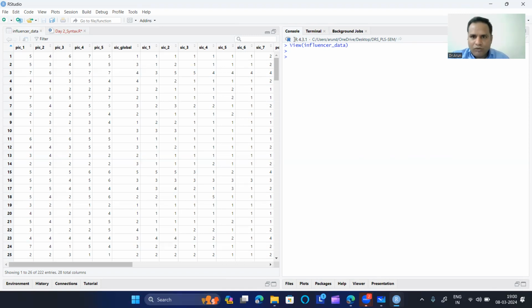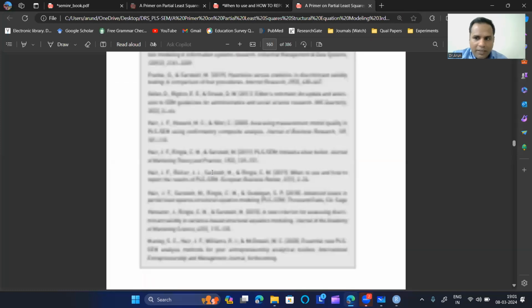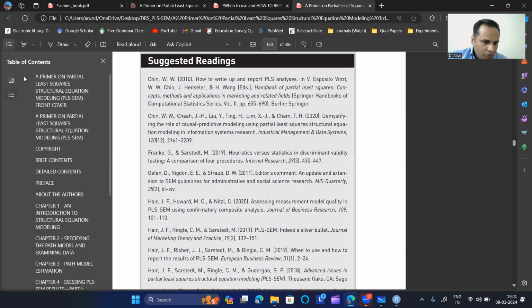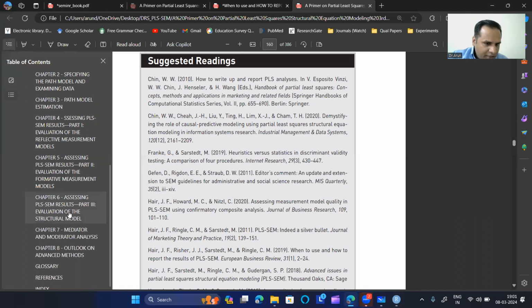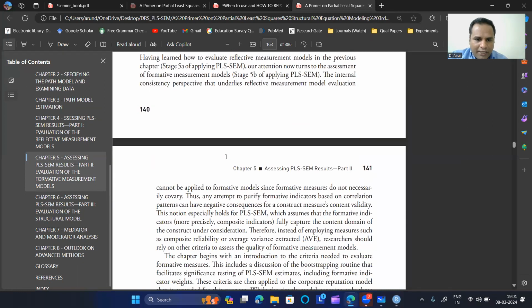That's why you have to be very careful, include one global item, so that you can go and check the redundancy analysis. By the way, you should also read this book, A Primer on Partial Least Squares. This is the latest, 3rd edition, which I have shared with you. Here you can check the evaluation of the formatively measured model. Here they have given all the criteria.